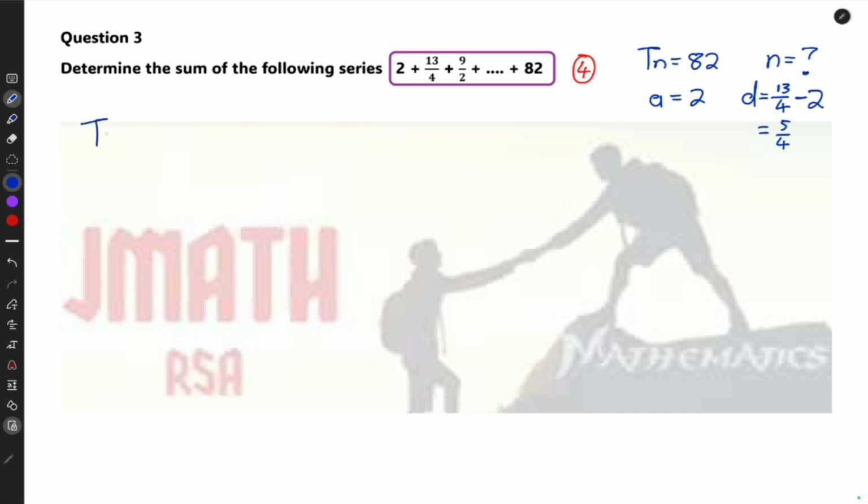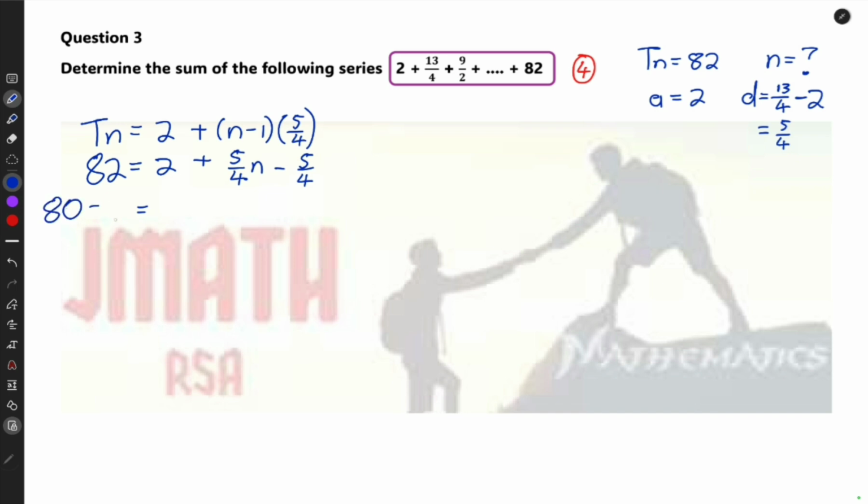Now I first need to figure out what n is. So I'm going to do the Tn formula. I'm going to sub in a plus n minus 1 times d, and d is that not very nice fraction, but I have a calculator, so it's fine. Tn I can replace with 82, so 82 is equal to 2 plus 5 over 4n minus 5 over 4. Okay, so I'm going to take over the 2, so that will be 80, and I'm going to take the negative 5 over 4, and it's going to become a plus 5 over 4 on the other side. That is just 5 over 4. And you can decide how many steps you want to do in between.